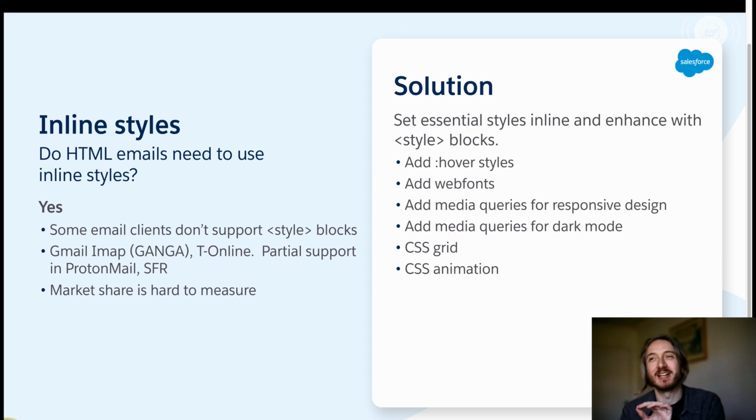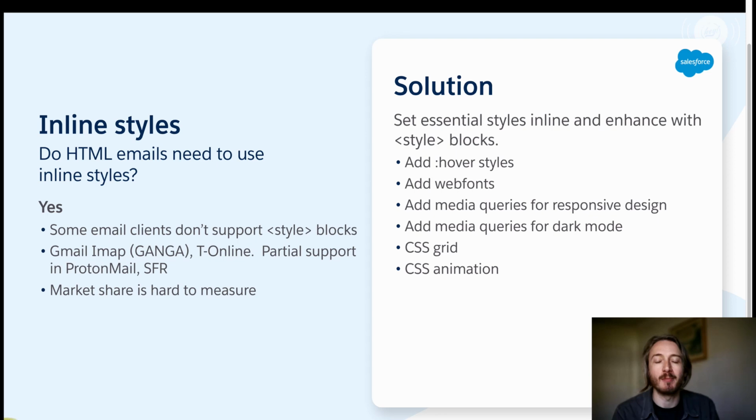Gmail IMAP accounts. These are often referred to as GANGA, which is a Gmail app, not a Gmail account. So if I was to be looking at my phone and I were to look at my Gmail account, that's Gmail. If I look at my Yahoo account in my Gmail app, then that counts as GANGA. However, if I was to look at my Salesforce account, that is a Google Workspace account. So that is still a Google email account, so that still renders like the regular Gmail. So we don't have the restrictions there. So it's only a small part of Gmail opens where this renders, only on mobile apps.